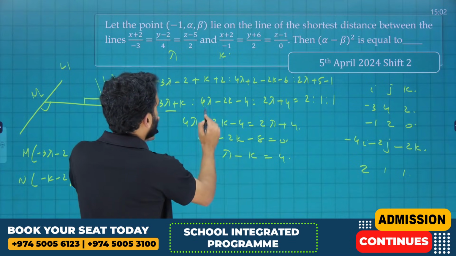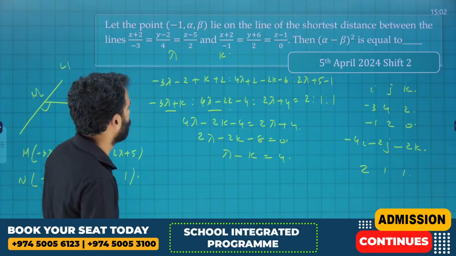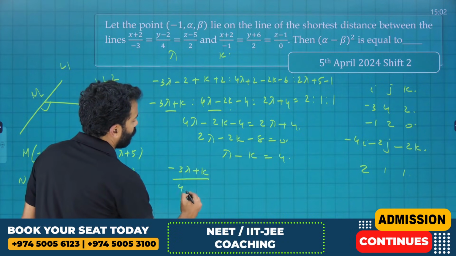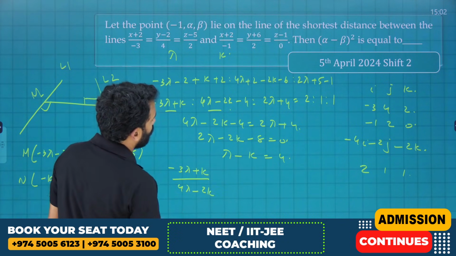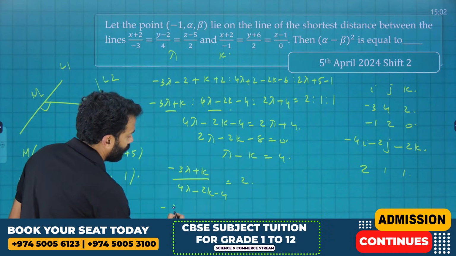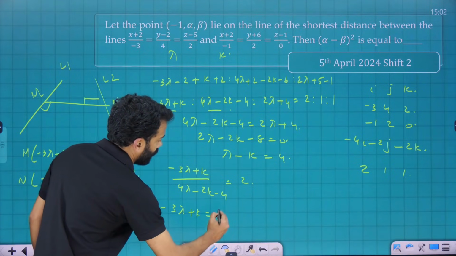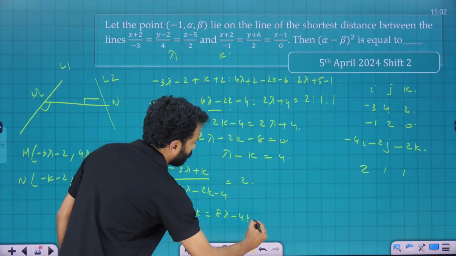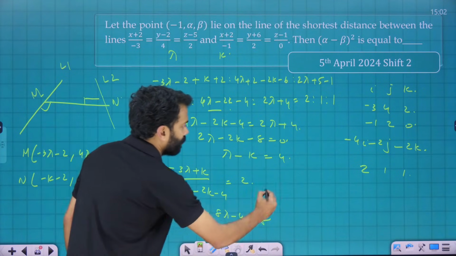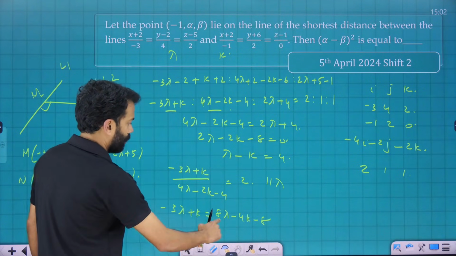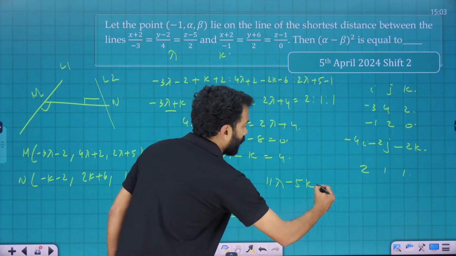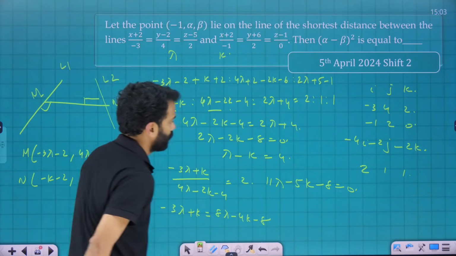Then we can go for this one and this one. The ratio of that will be 2. That is minus 3 lambda plus k divided by 4 lambda minus 2k minus 4 is equal to 2. Cross multiply this. Minus 3 lambda plus k is equal to 8 lambda minus 4k minus 8. That is 11 lambda minus 5k minus 8 is equal to 0.